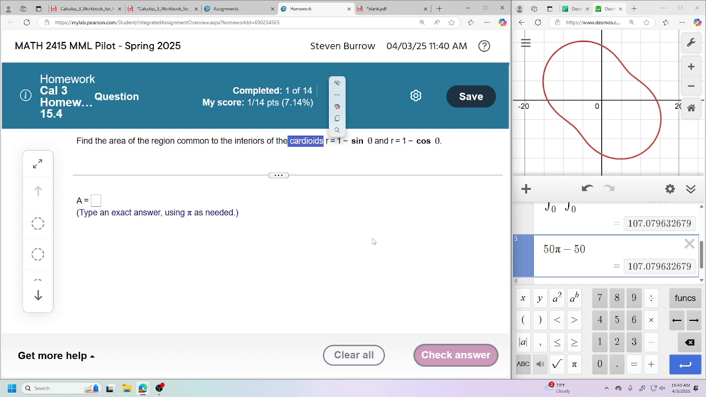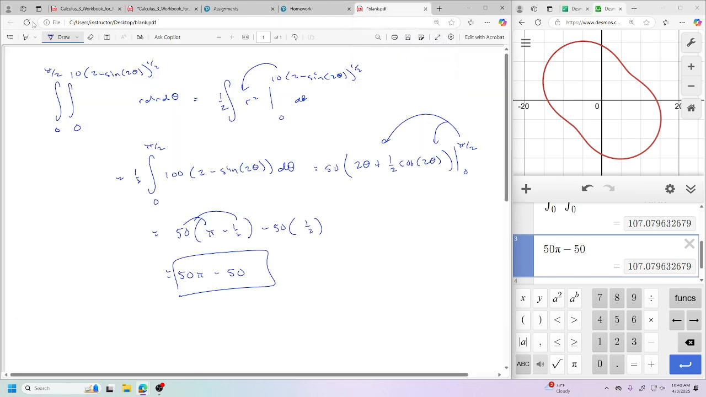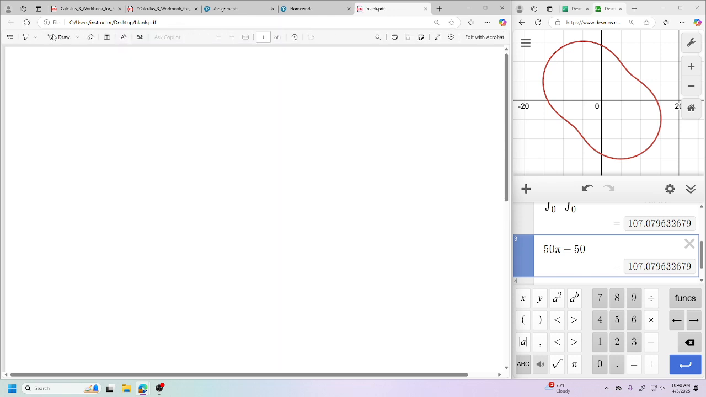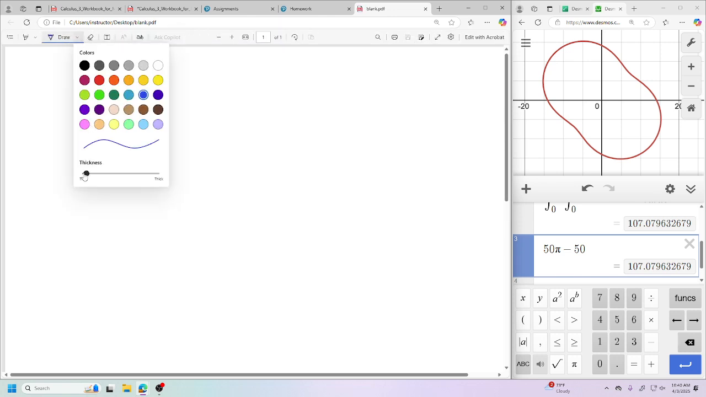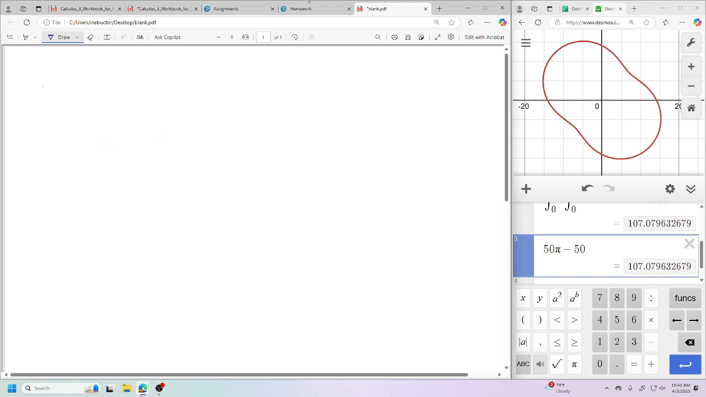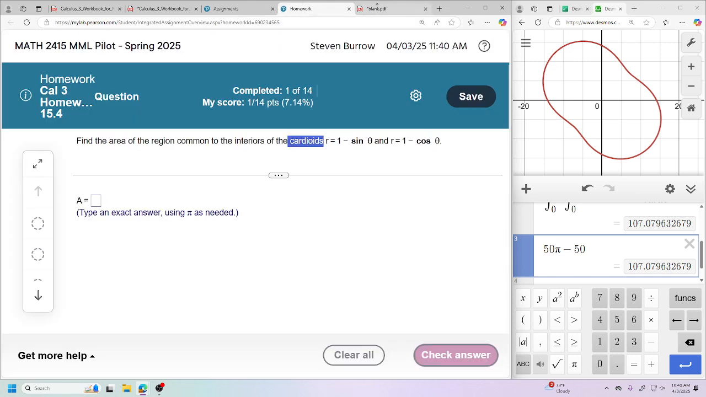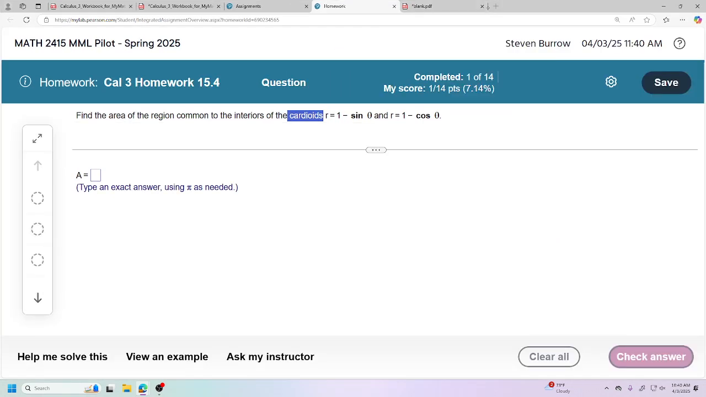Cardioid is a heart shape. It's not a petal. I just want to tell you that because I messed up. So yeah, cardioid is a heart shape, and I'm gonna just draw these two right quick. I'm not gonna use Desmos graphing. I know we can do this without it. So we got 1 minus sine, 1 minus cosine.